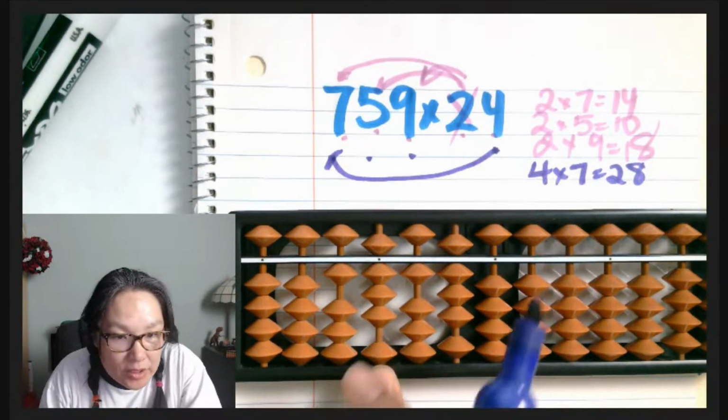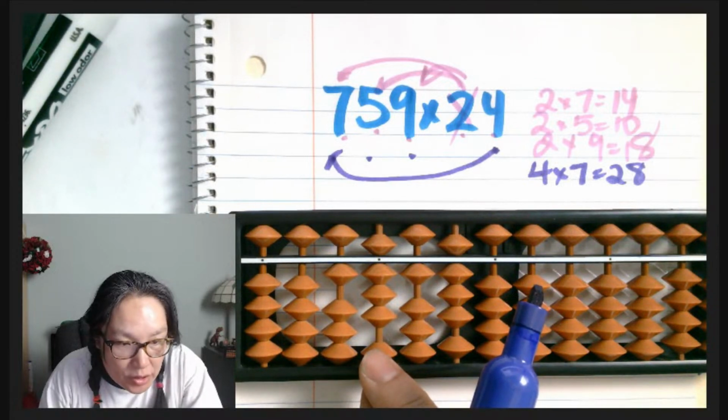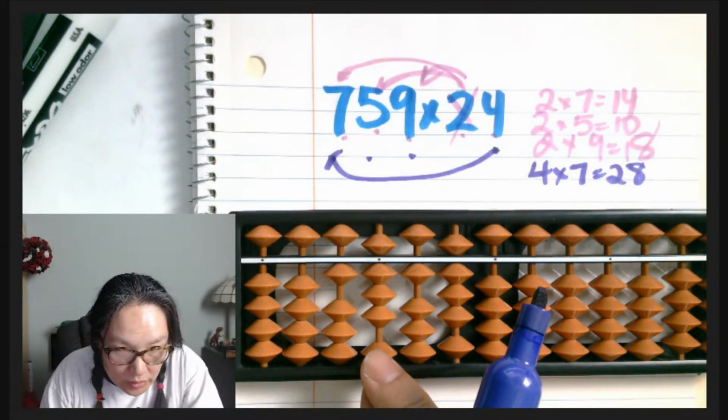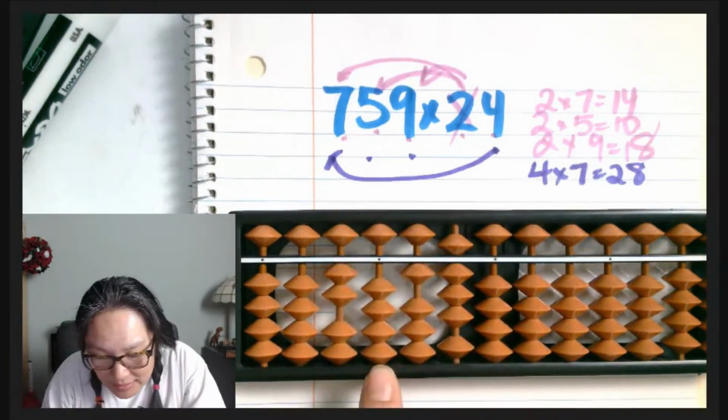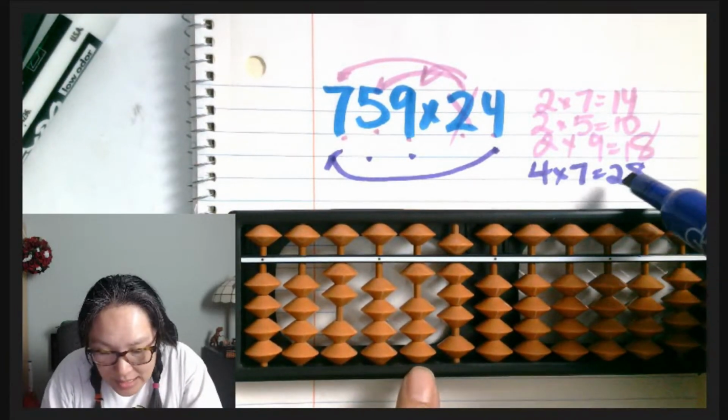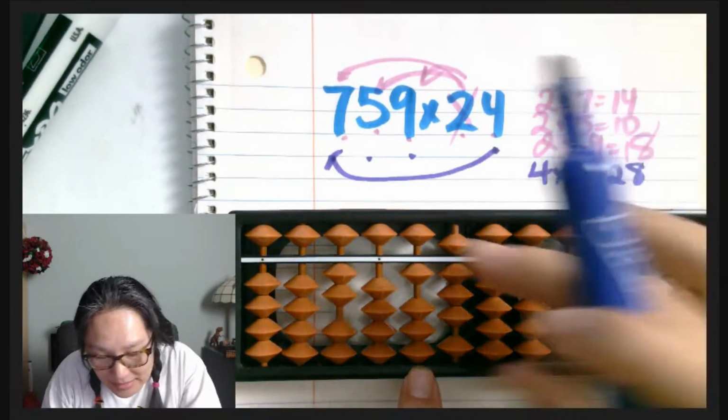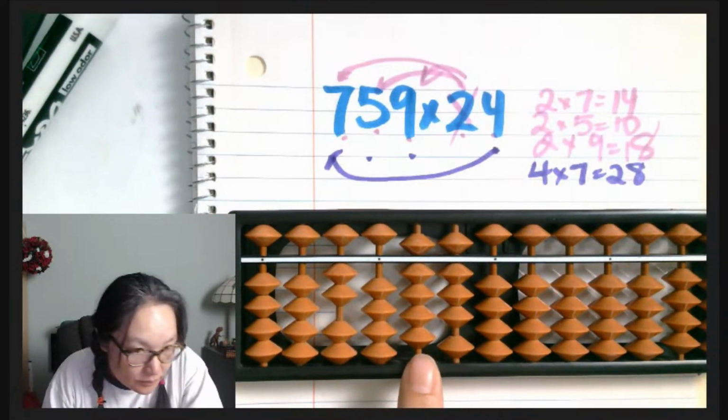Notice I don't have enough beads to plus the 2. To plus the 2, what do we do? Plus the 2 is plus the 10 minus the 8, right? That's to add the 2. Now we want to add the 8. I'm going to add the 8.